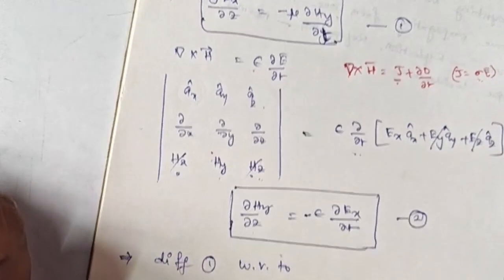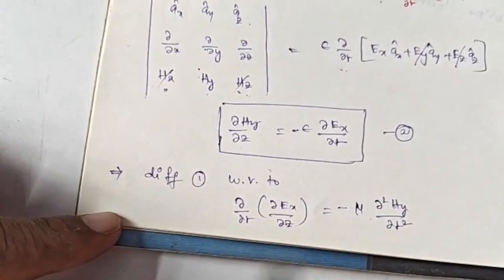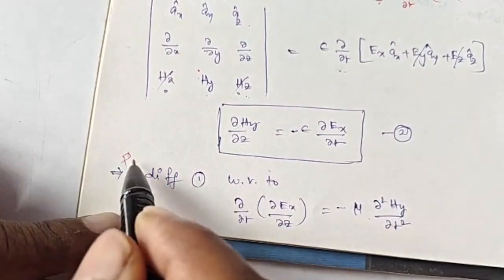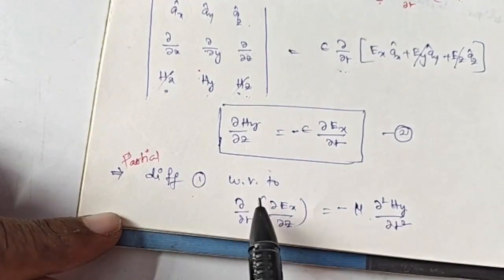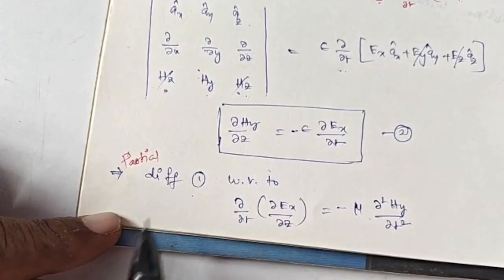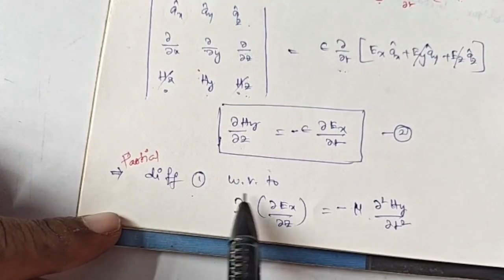Let this be equation number 2. Now do the partial differentiation of equation 1 with respect to t.